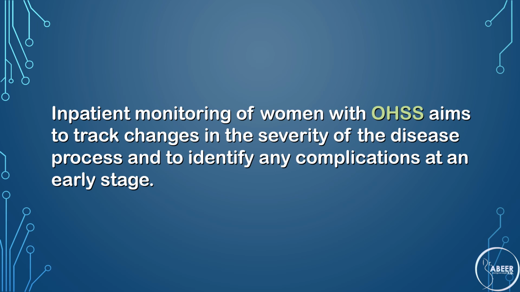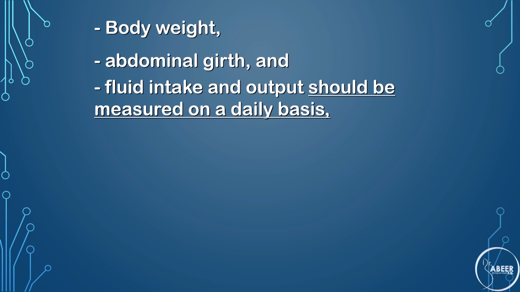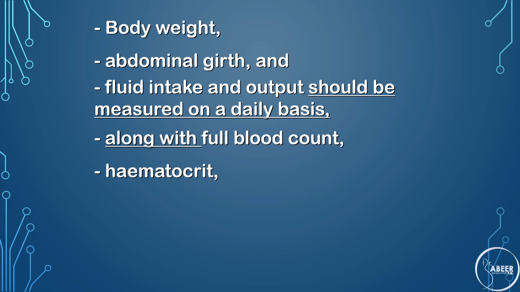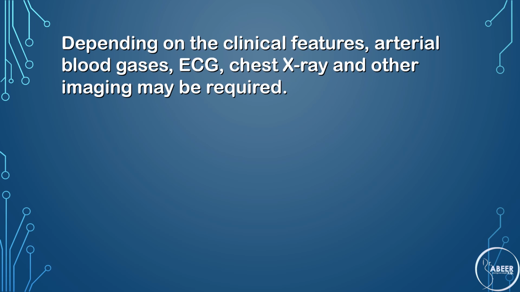Inpatient monitoring of women with ovarian hyperstimulation syndrome aims to track changes in the severity of the disease process and to identify any complications at an early stage. Body weight, abdominal girth, and fluid intake and output should be measured on a daily basis, along with full blood count, hematocrit, serum electrolytes, osmolality, and liver function tests. Depending on the clinical features, arterial blood gases, ECG, chest X-ray, and other imaging may be required.